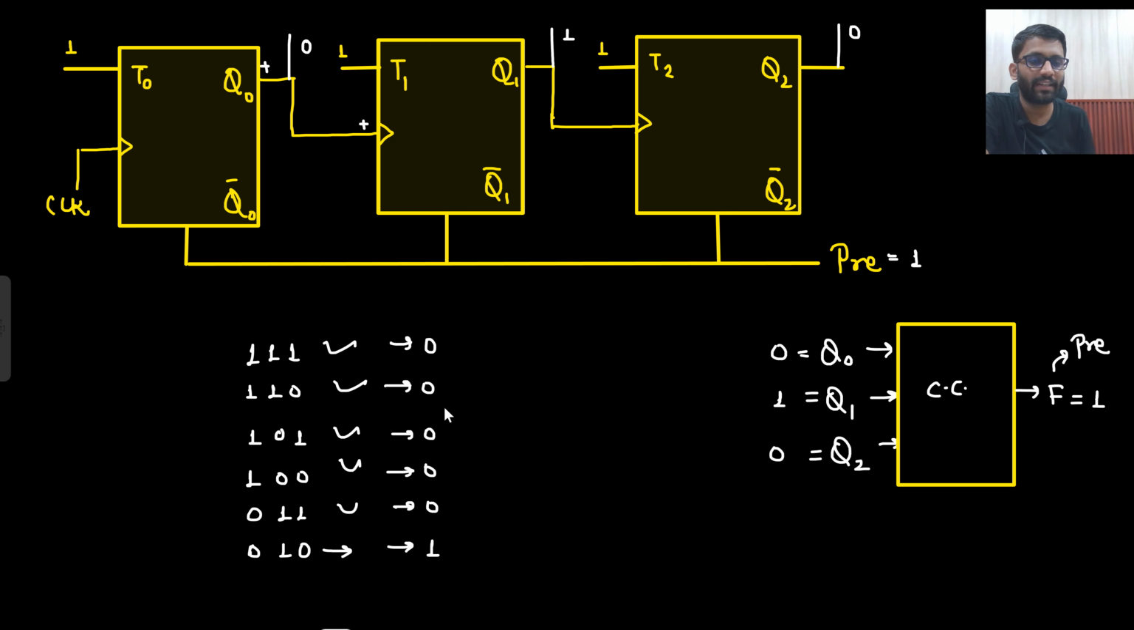Because what is the job of preset? It will make all the outputs set. So from here to here, all outputs will be set. So your preset should be equal to 1 here. If your preset is 1, then all outputs will be set. Are you getting this point?